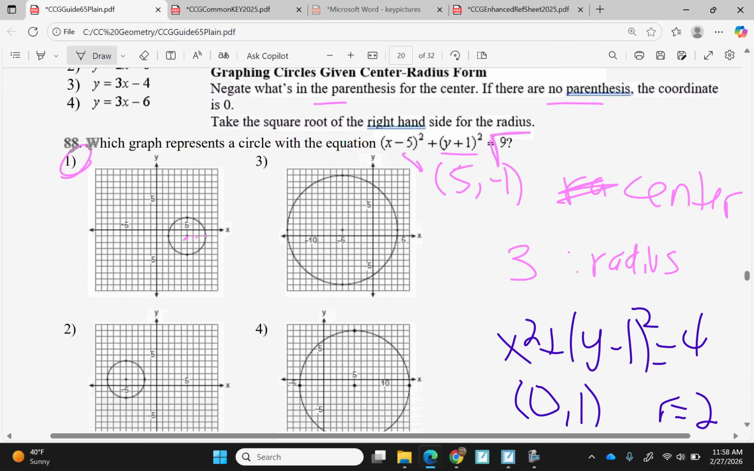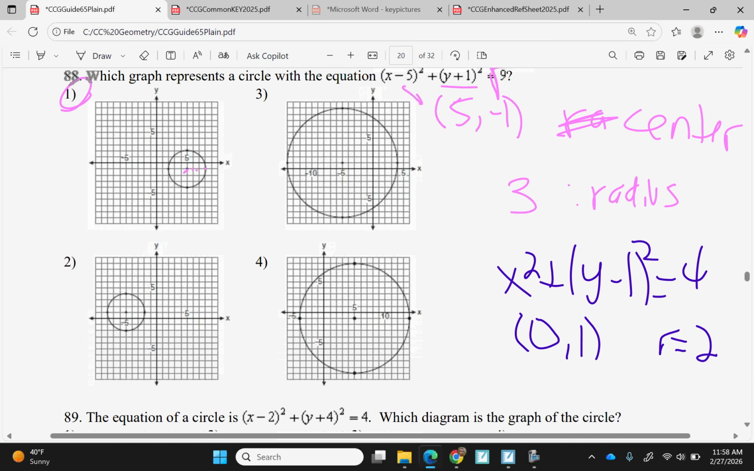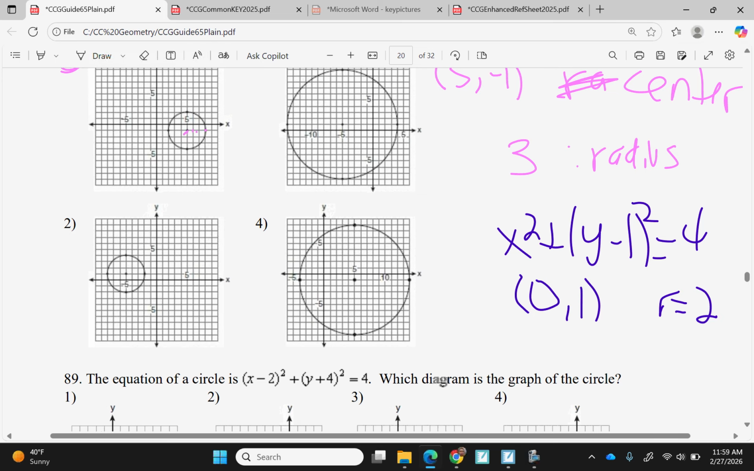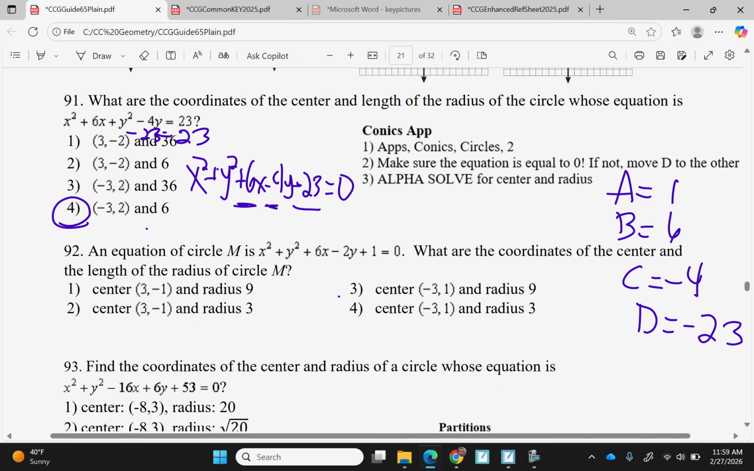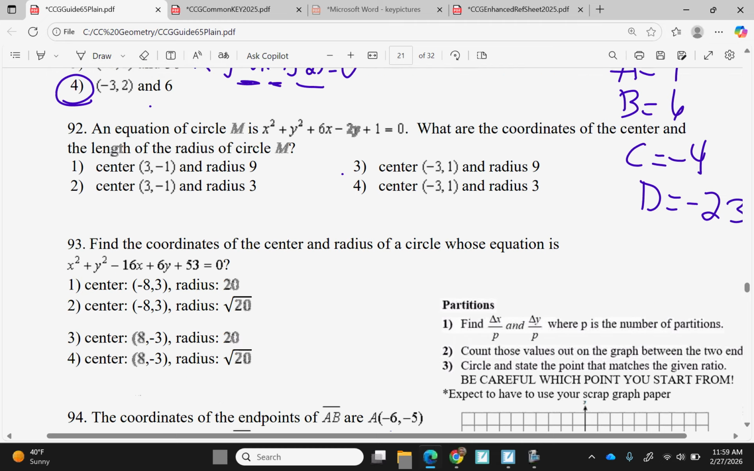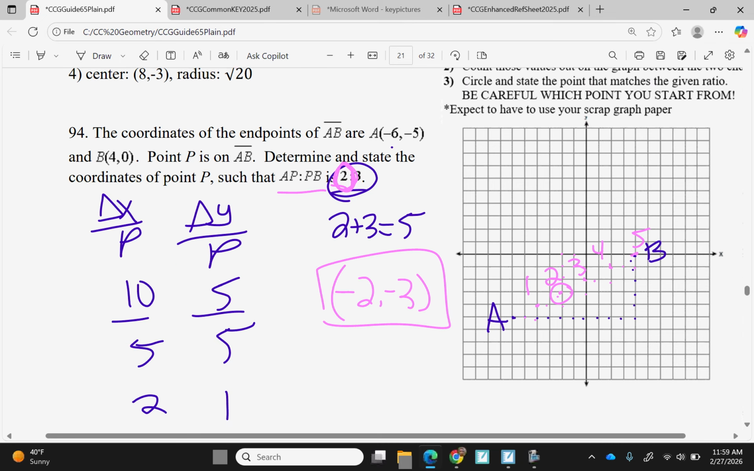Circle: negate what's in the parentheses for the center, square root of the right-hand side for the radius. If there are no parentheses, coordinates 0. If it's in standard form, use the conics app. Make sure it's equal to 0. And to get out of the conics app, second quit.